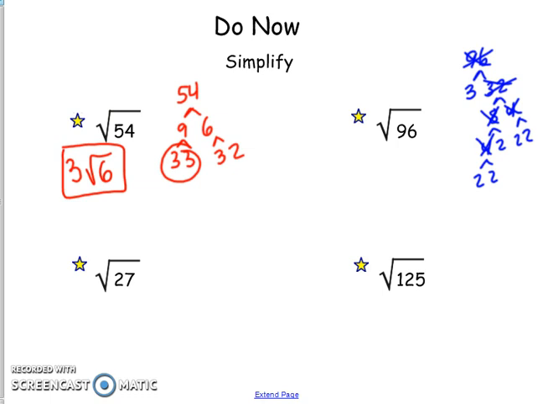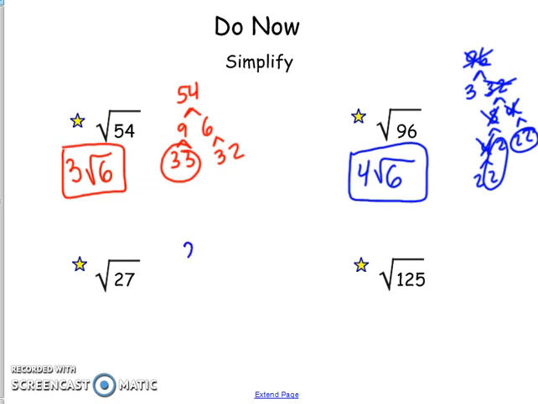Again, we're looking for pairs. We have a pair of 2s here. We have another pair of 2s. So since there are 2 pairs of 2s, we're going to multiply them together and get 4. And then we have a 2 and a 3 left, so a 6 on the inside.